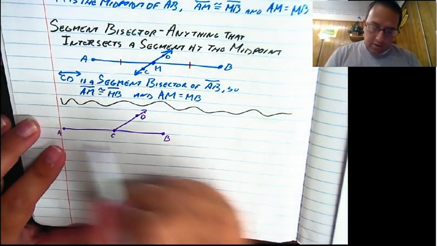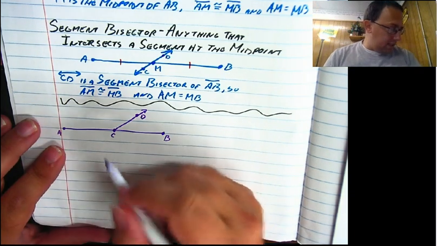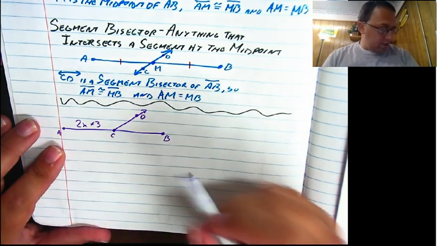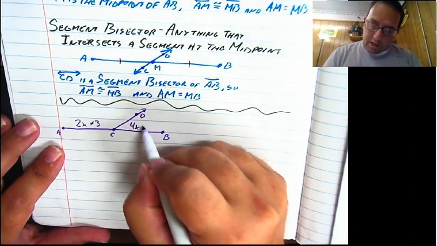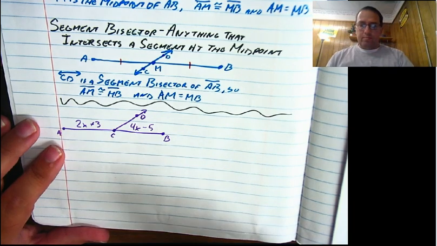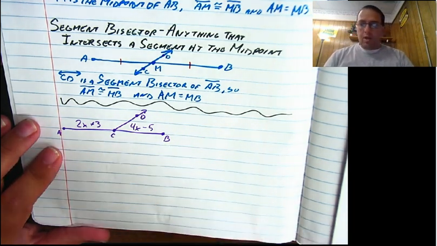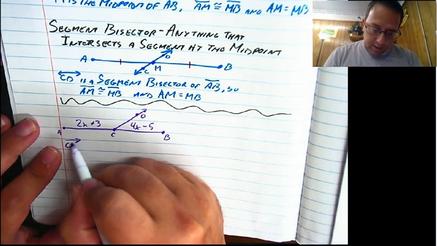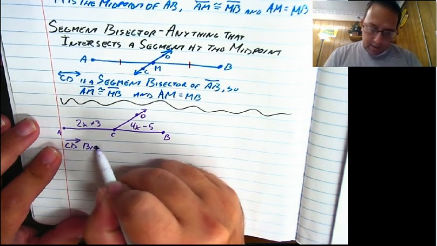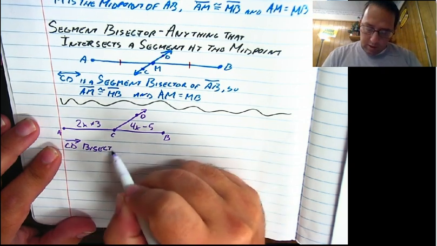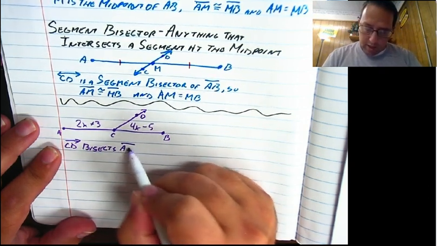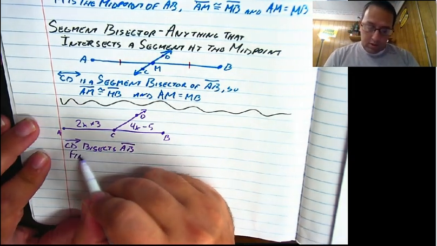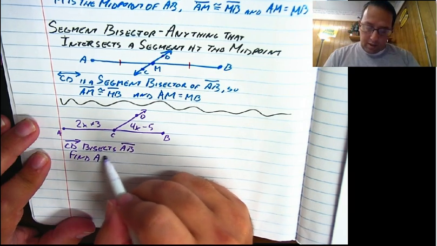Now, I'm also going to tell you that segment AC has a length of 2x plus 3, and ray CB has a length of 4x minus 5. There you go. A little bit more information: ray CD bisects segment AB. And what I want you to do is find the length of AC.